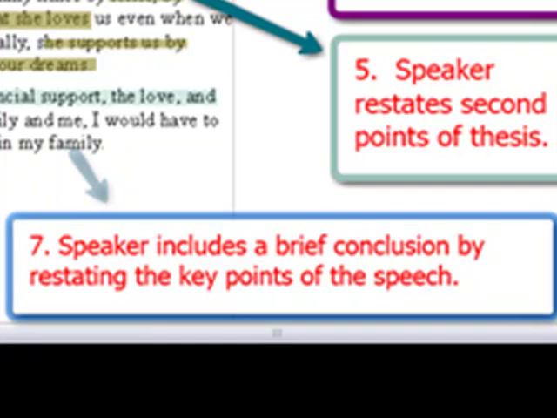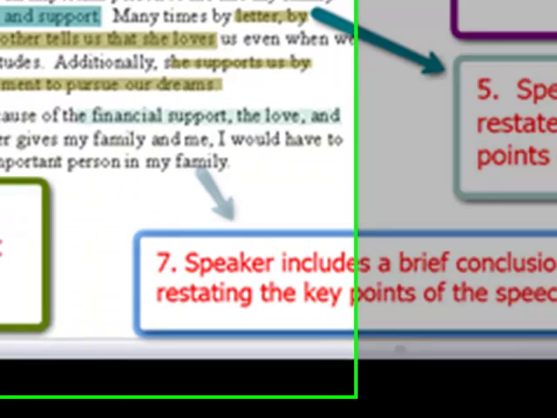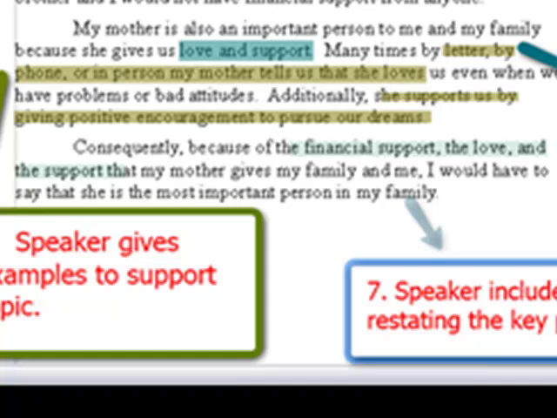Number 7, the speaker includes a brief conclusion by restating the key points of the speech. Remember in the beginning, it said breadwinner, which means makes money, and then provides love and support. Now let's take a look at the conclusion. Consequently, because of the financial support, the love, and the support that my mother gives my family and me, I would have to say that she is the most important person in my family. So the conclusion kind of goes back to the beginning there.